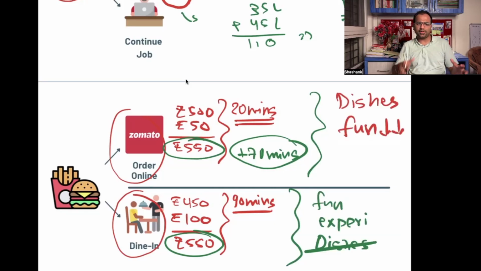So this is another way in which you can compare two choices and try to understand what is the opportunity cost of not choosing the other option. So these are some examples wherein I've tried explaining opportunity cost.